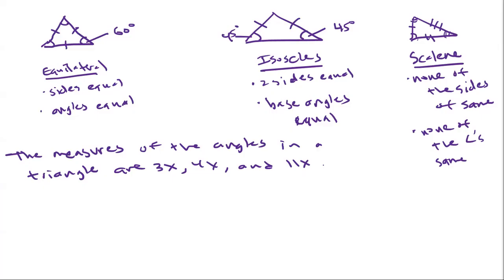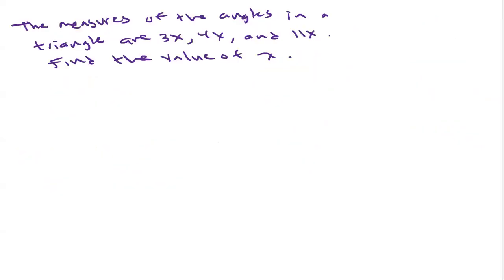We want to find the value of x. So again, the measures of the angles in a triangle are 3x, 4x, and 11x. Find the value of x. Let's read it one more time. It says the measures of the angles in the triangle are 3x, 4x, and 11x. Find the value of x.